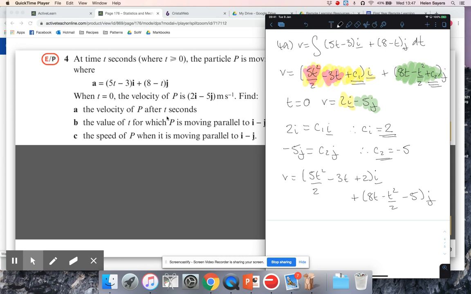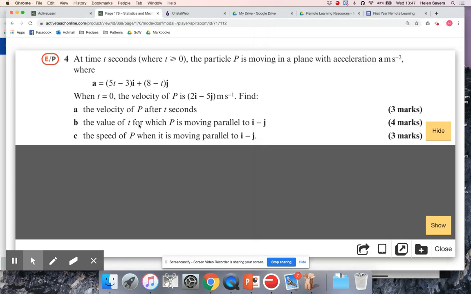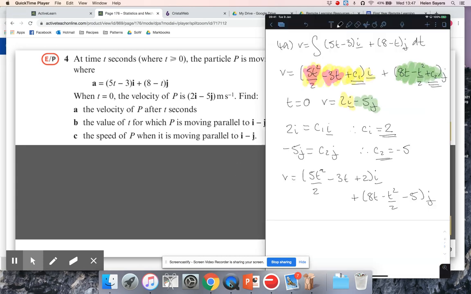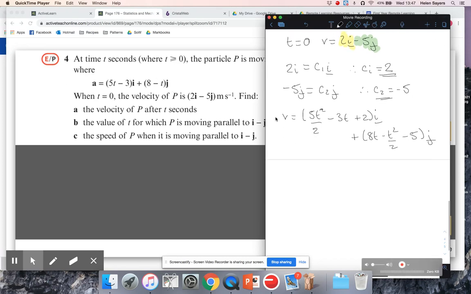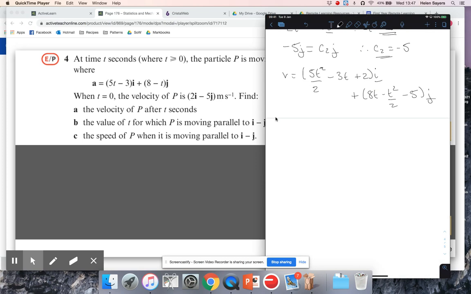Okay, and that's what they wanted for part a, the velocity of P after t seconds, so that's just a general equation there. They haven't given me a specific value of t to evaluate. Okay, so then the value of t for which P is moving parallel to the vector i minus j. Right, okay. So this is why this one's a problem-solving question. We're going to have to think about what's going on there.